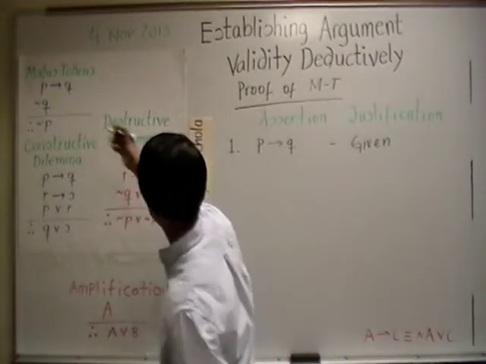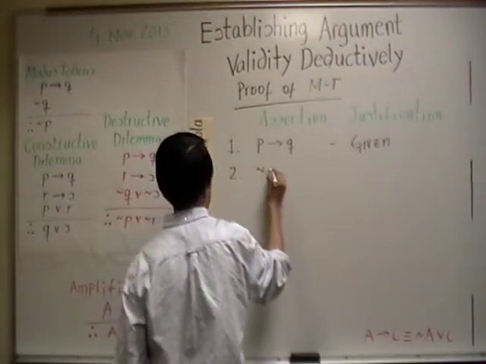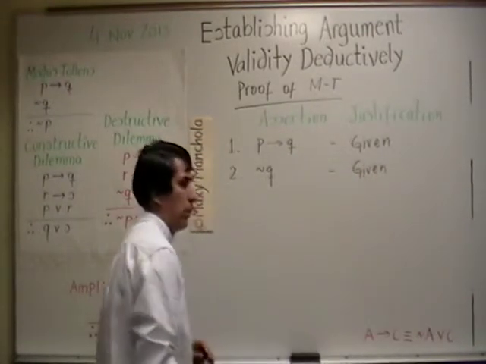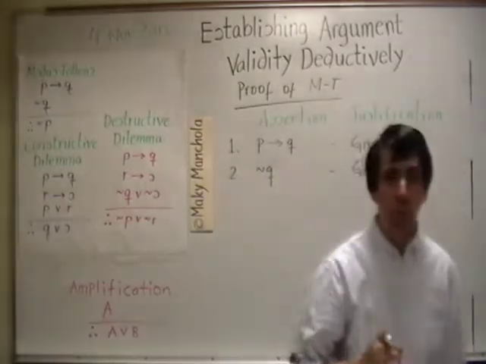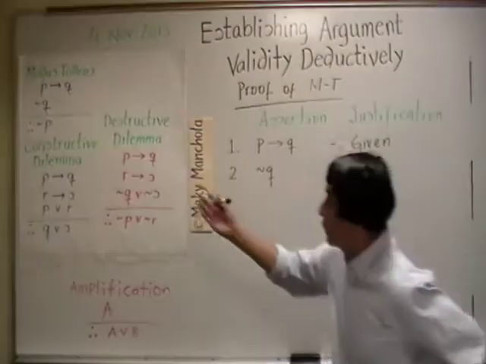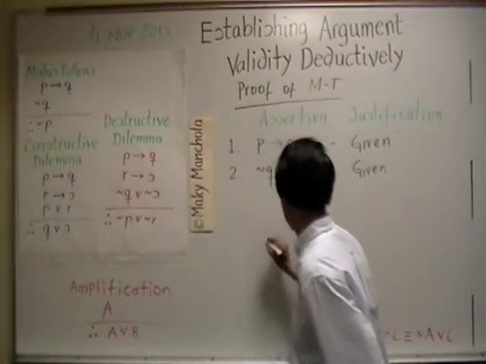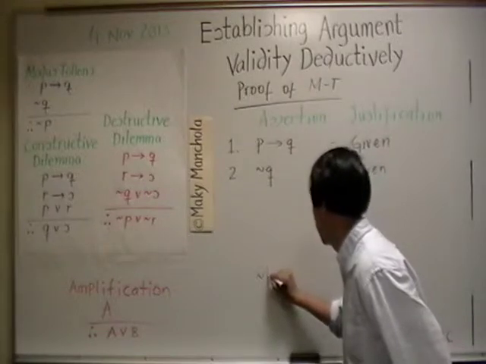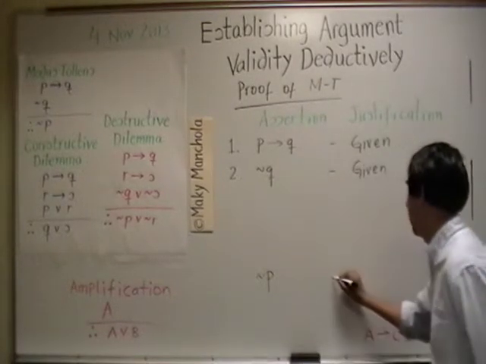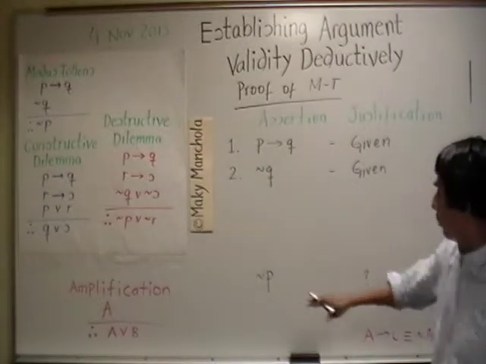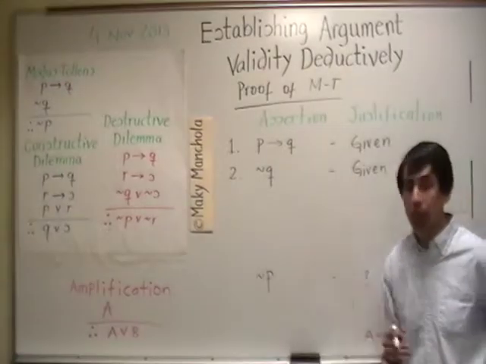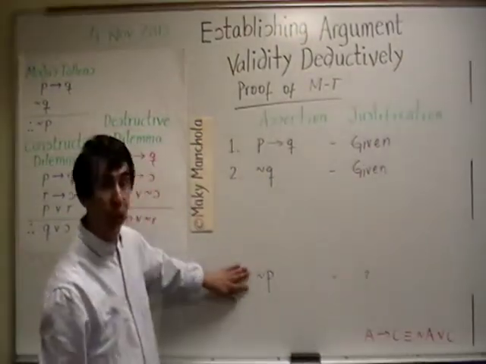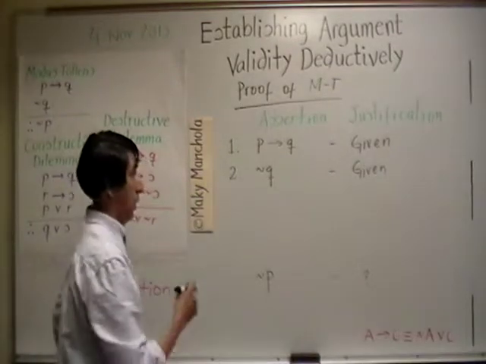We can also assert negation of Q. Again, it's given. Now, as we proceed, we want to reach the point that we are able to assert the conclusion itself. So we want to make progress up to the point where we assert the negation of P and we're able to justify it. The moment we reach this stage, we have completed our deductive proof of modus tollens. So let's see how we can get there.